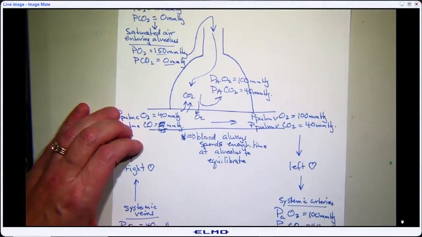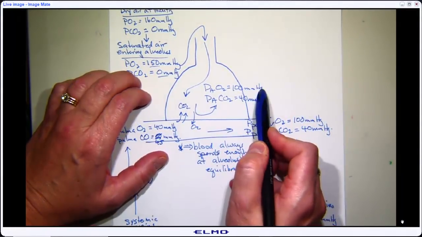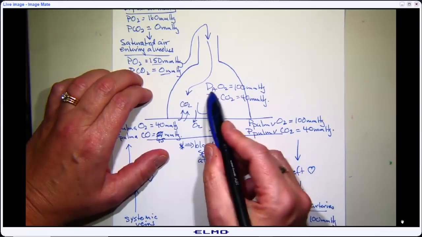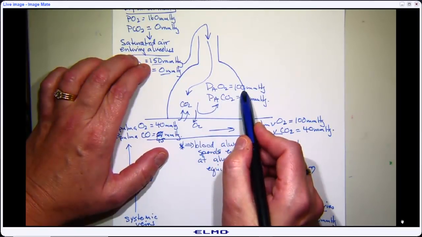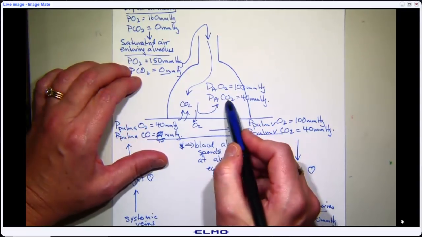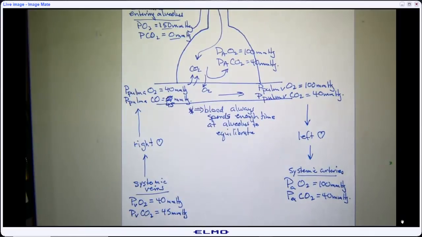Let's back up and say, okay, so why is the partial pressure of oxygen in the alveolus not 150? And why is the partial pressure of CO2 in the alveolus not 0? Okay, a couple of reasons here.